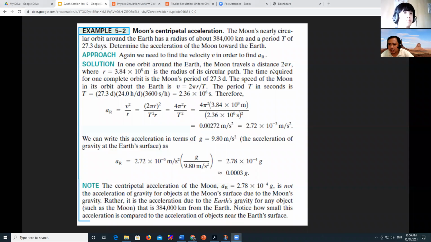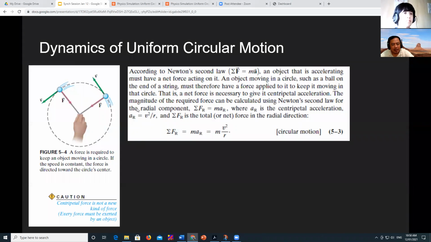Now let's proceed to dynamics. When I say dynamics, it deals with the causes of motion. So what causes motion is force. If you have centripetal acceleration, we also have centripetal force. Here it's easy because we know force is equal to ma. What we will use is the radial acceleration, which is v squared over r. So it follows that the centripetal force or radial force is mv squared over r.